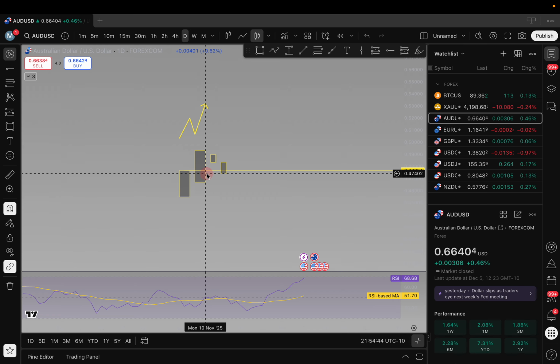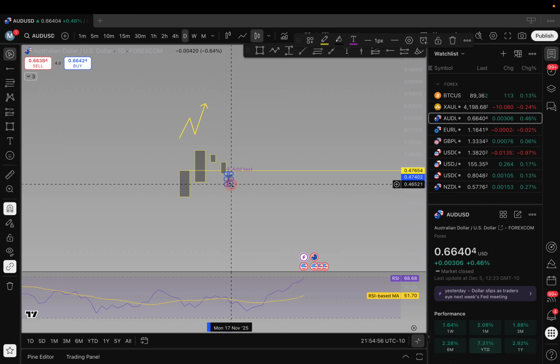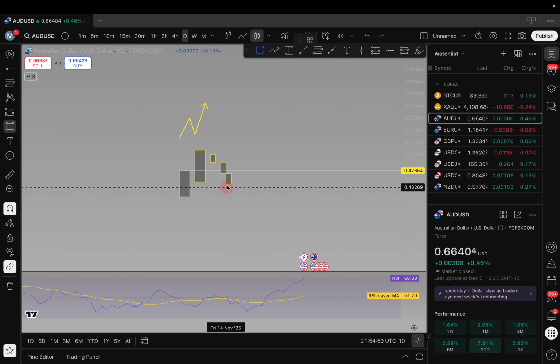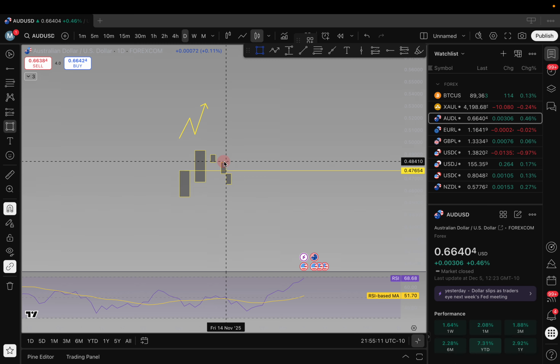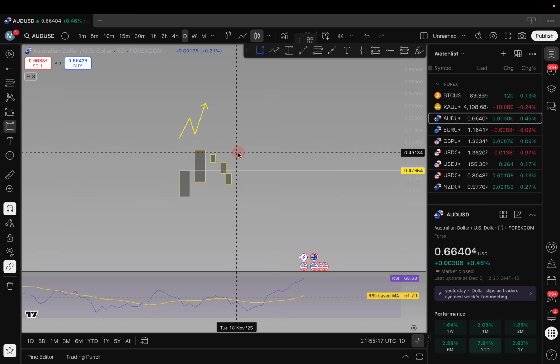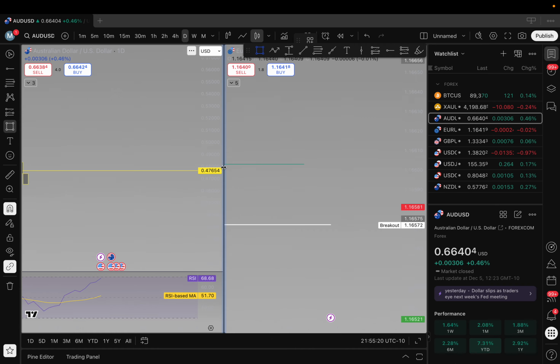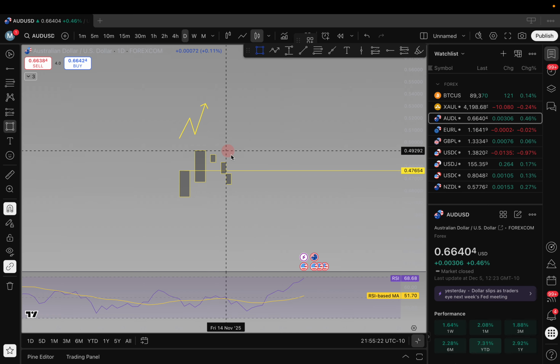Accepted meaning respected inside the zone. Once it's inside the zone, you don't trade it yet, because sometimes it'll keep going down and keep stopping everybody out. Once it gets accepted inside, this becomes your new theory candle on the lower time frame. This is your new theory candle, like this.